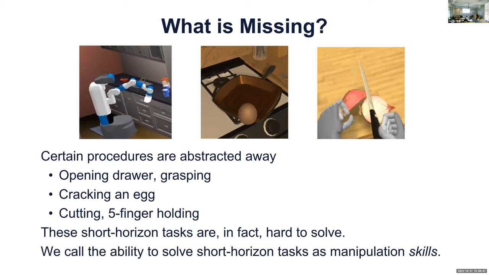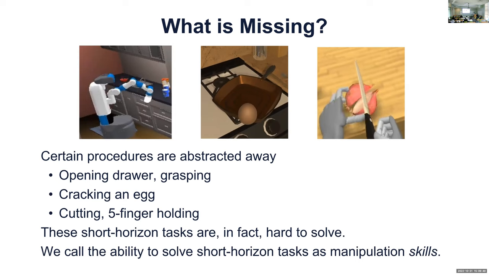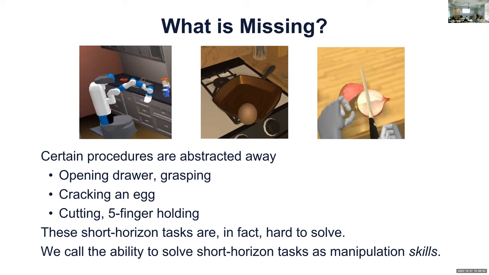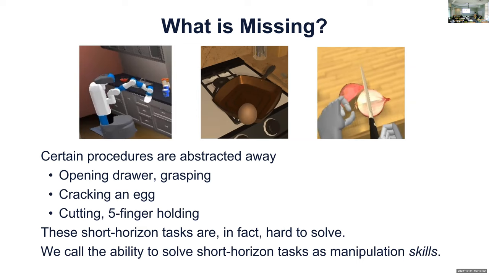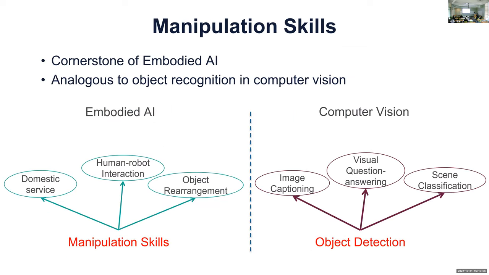Okay, we call the ability to solve such short horizon tasks the manipulation skills, which are kind of primitives in composing very complex manipulation processes. And largely, these skills are missing in current embodied AI research. If you really build a robot that you deploy in the real world, missing these components is actually a problem. And in my view, manipulation skills are really, really important. They're kind of the cornerstone in embodied AI. It's kind of analogous to object recognition in computer vision.